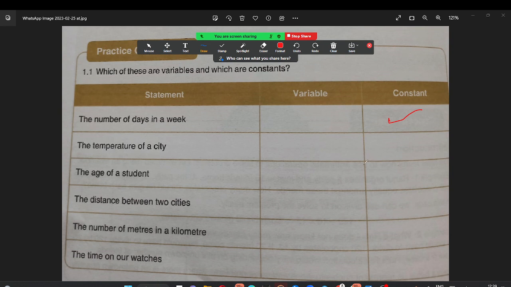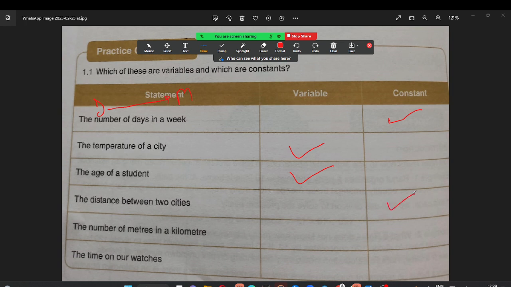Now if we talk about the temperature of a city, you must be knowing that the temperature of a city changes. You must have seen that if you check the temperature throughout the day, then you will get different values, so it would be a variable. The age of a student is also changing day by day, the age changes, so that is why it is a variable quantity. The distance between two cities, let's say if I'm traveling from Delhi to Mumbai, the number of kilometers will always remain fixed, right? So that would be a constant.